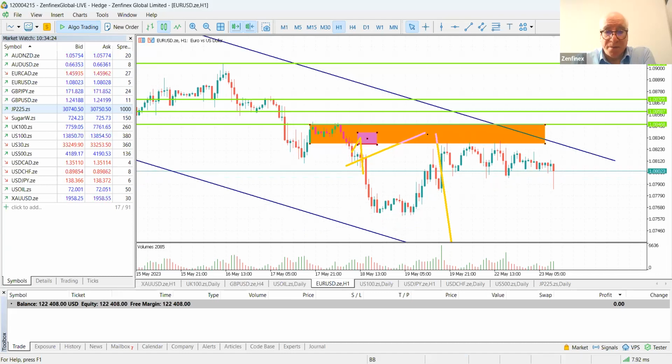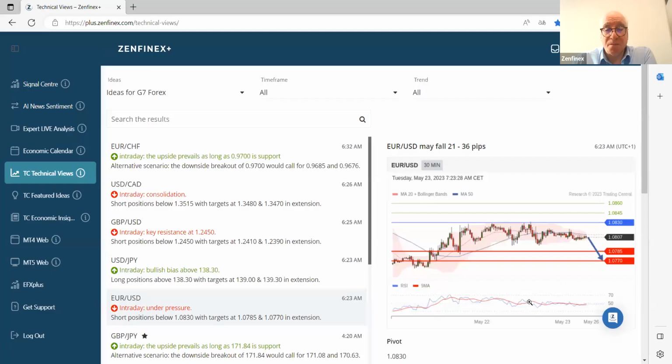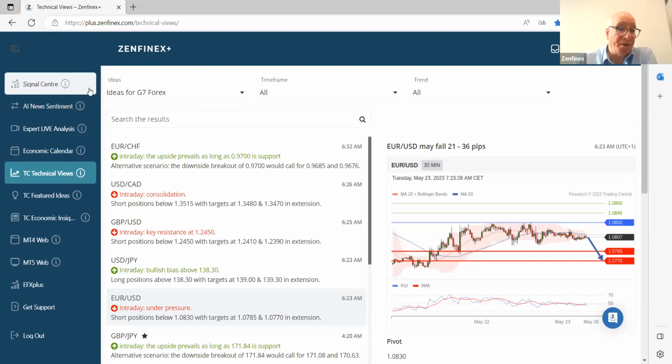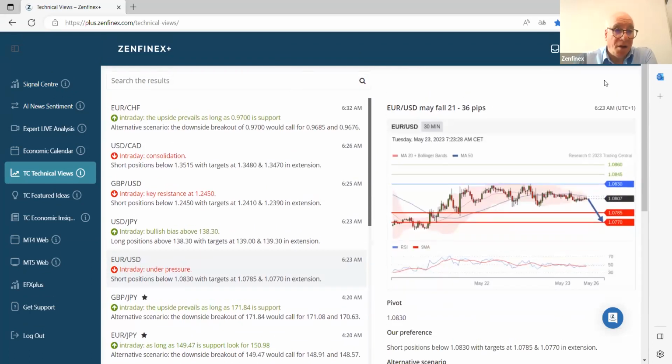What I really want to do now is just have a look at news and some of the trade ideas from the Plus Zenfinex tools. So if we just go to this area here, I'll show you how to log into the free Zenfinex Plus portal, which those of you who are new, we have a number of tools there which are made available to our clients for free. And the main ones I'm going to focus on are the technical views, the featured ideas, and the economic insights.